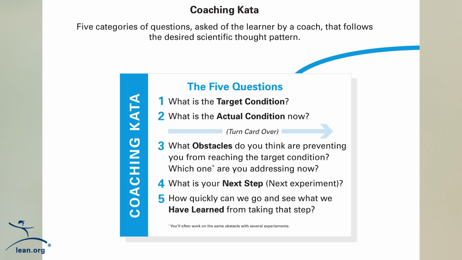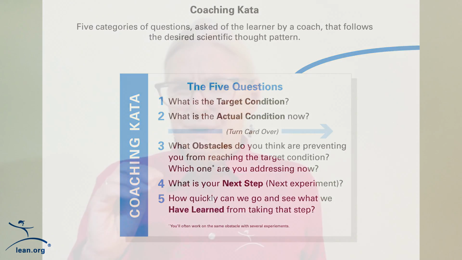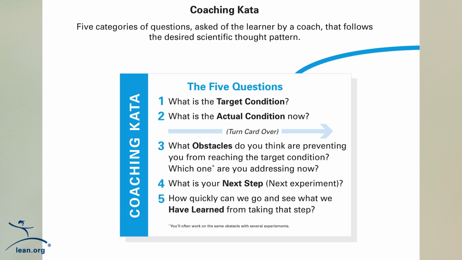The 4th category of questions the coach asks is, what is your next step against that obstacle? What is your next step? And the learner describes the actions they're going to take. The coach then asks, what do you expect to happen and to learn from taking that step? And the learner explains their expectations. What am I going to learn? Those 2 together explain an underlying hypothesis the learner has about overcoming an obstacle. Then the coach asks, how quickly can we go and see what we have learned from taking that step? And hopefully the answer is later today, or the typical response that we like to hear is tomorrow, at tomorrow's coaching cycle.